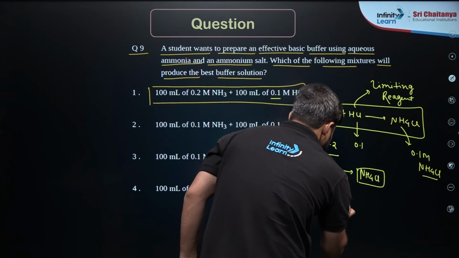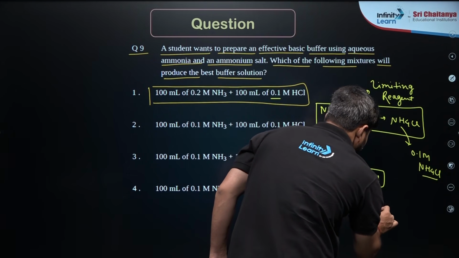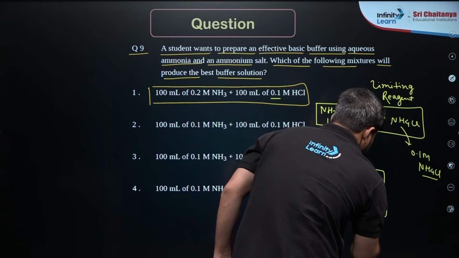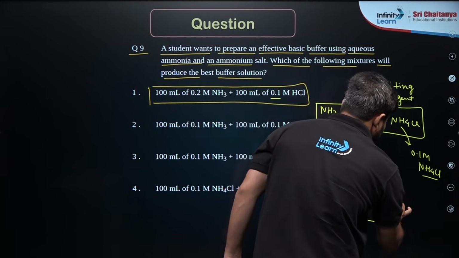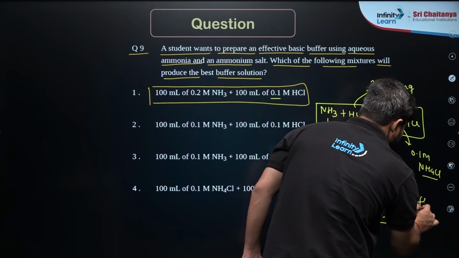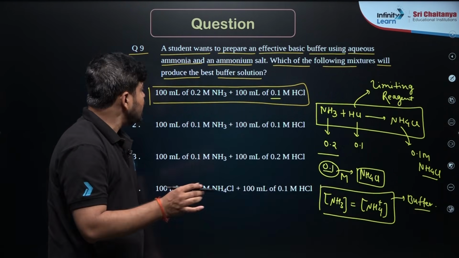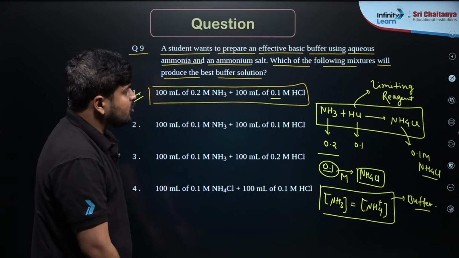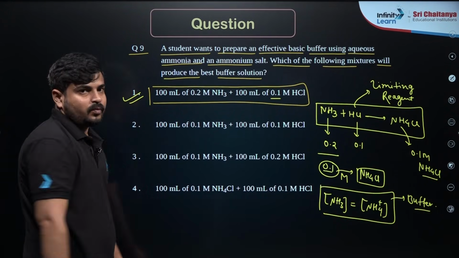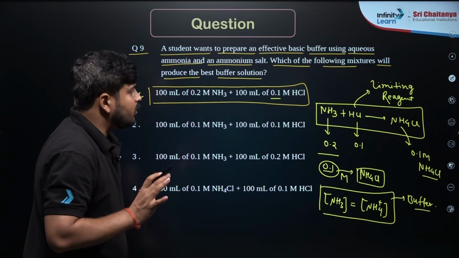What it is going to make is NH3 and NH4+. So this is the conjugate condition, which is basically able to make a good buffer. Only this condition is possible, in the first case. So option first is the correct answer of this question. The other conditions are not possible, and we cannot form a good-level or best buffer.